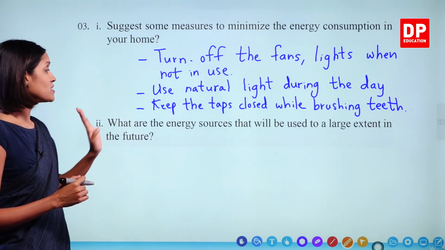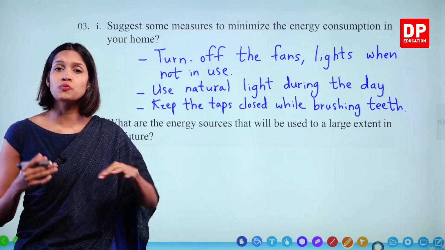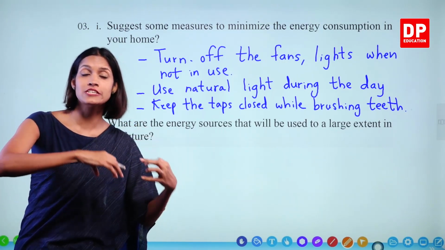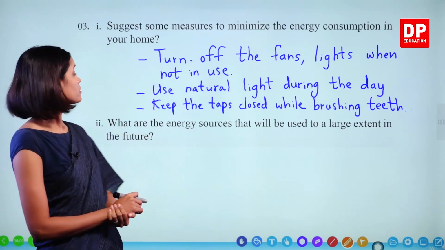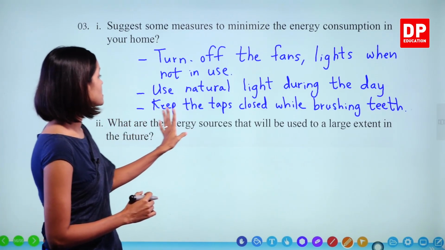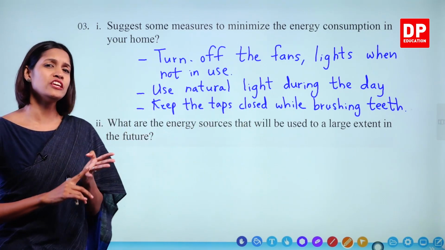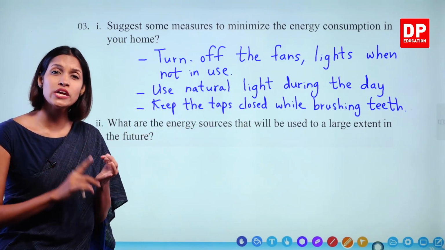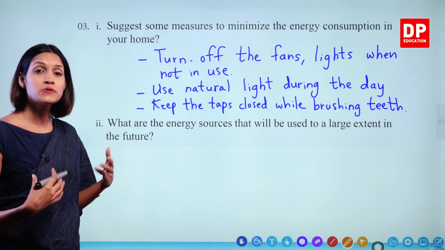So in the future, what will happen? There will be no fossil fuels to use. Therefore, we will have to switch to alternative energy sources like renewable energy sources. Okay? So what are the energy sources that will be used to a large extent in the future? So definitely solar energy and wind. Those type of energy sources will be used in the future.